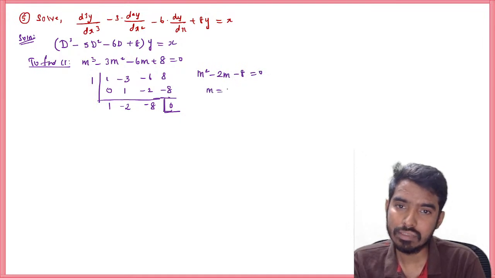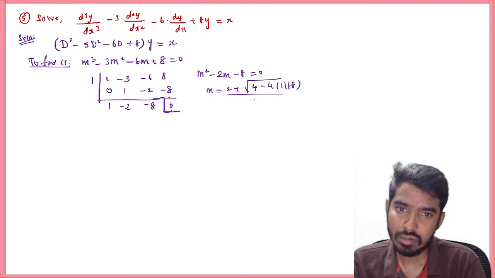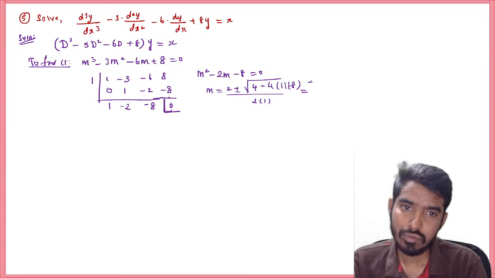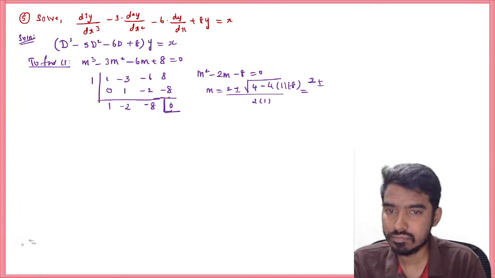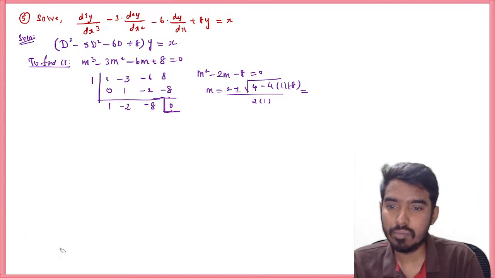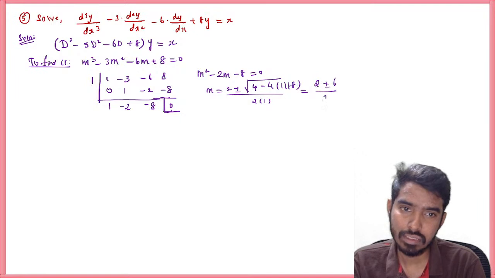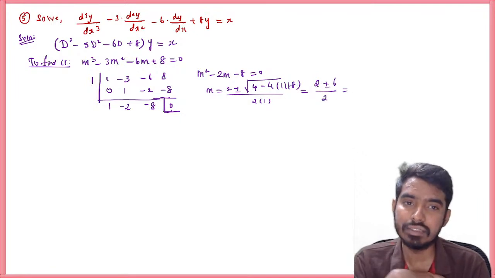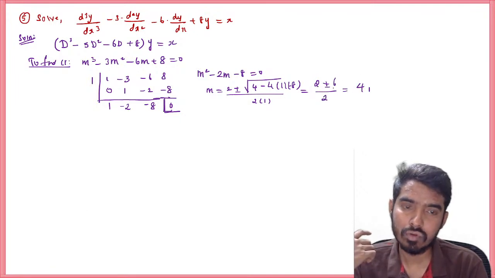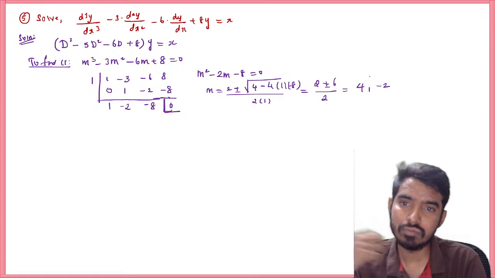To solve this, we will have minus b plus or minus root of b square minus 4ac divided by 2 times a. So we will have 2 plus or minus root of 4 plus 32, which is 36. So we will have 2 plus or minus 6 by 2. So 2 plus 6 by 2 is 8 by 2, which is 4. 2 minus 6 by 2 is minus 4 by 2, which is minus 2.